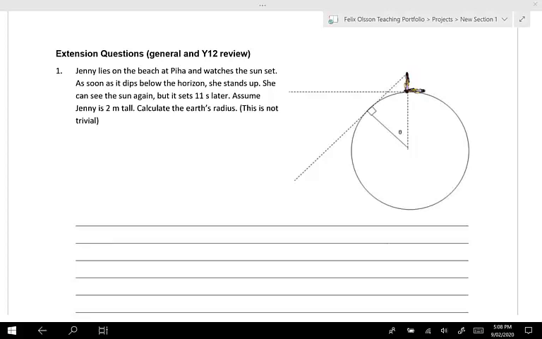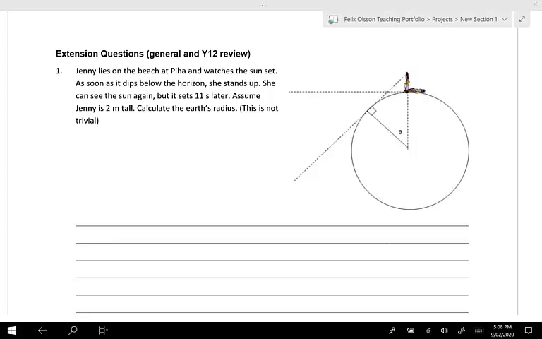So the first question says, Jenny lies on the beach at Piha and watches the sunset. As soon as it dips below the horizon, she stands up. She can see the sun again, but it sets 11 seconds later. Assume Jenny is 2 meters tall. Calculate the Earth's radius.